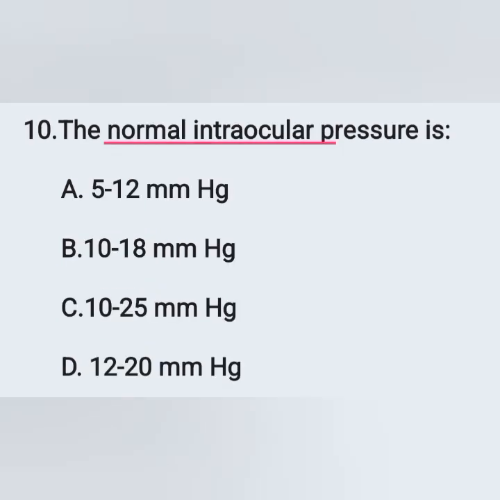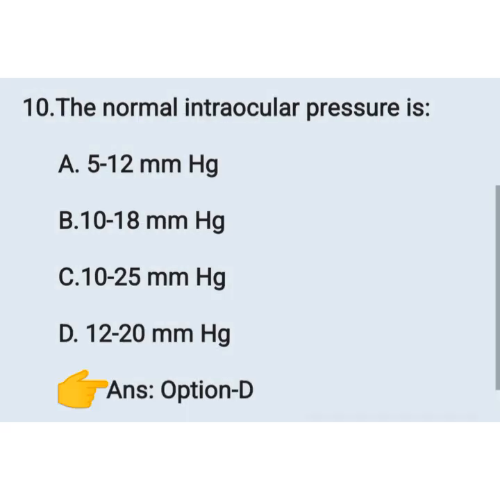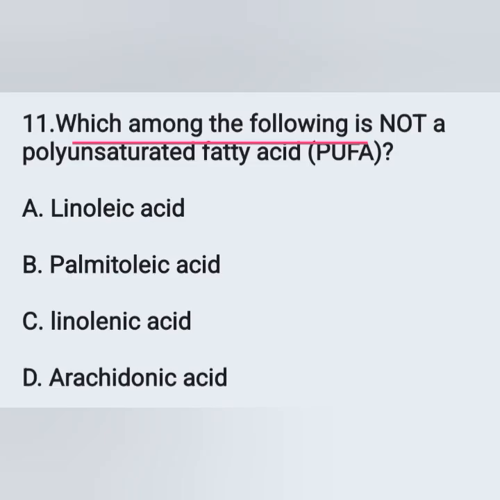Next, 10th question. The normal intraocular pressure is. Options, option A 5 to 12 mmHg, option B 10 to 18 mmHg, option C 10 to 25 mmHg, option D 12 to 20 mmHg. Normal IOP is 10 to 21 mmHg. In our options 12 to 20 is there, so that is the correct answer. 12 to 20 mmHg. Move on to the next question.